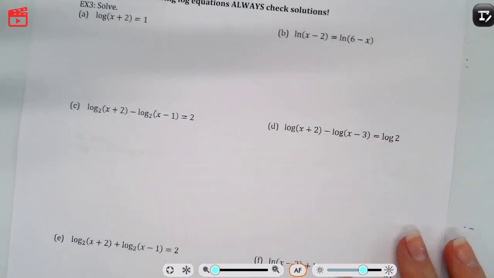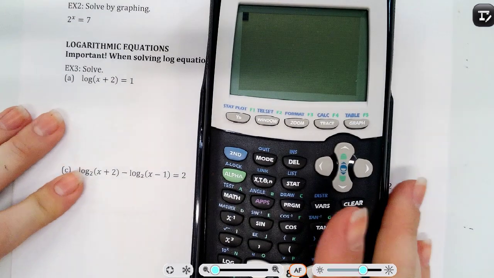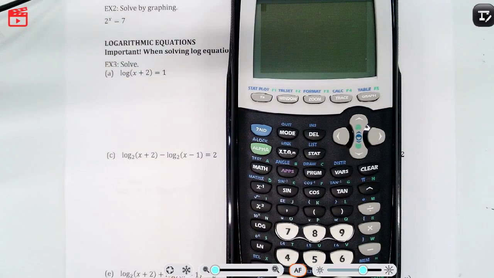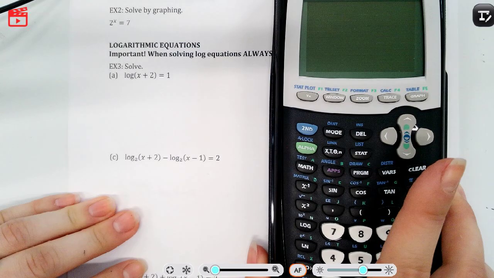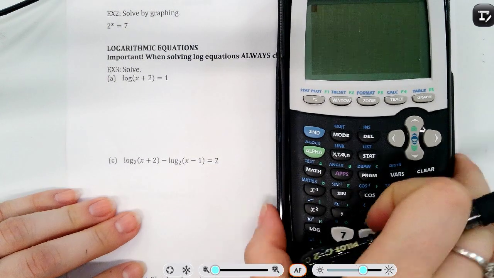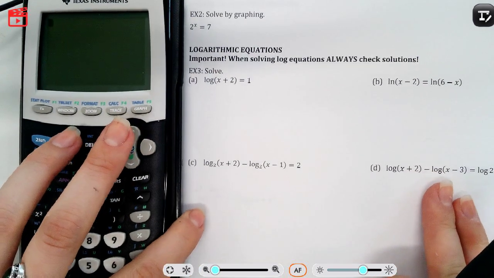All right, let's see. Example 2, solve by graphing. Okay, so we're going to pull out our calculator. Solving by graphing. Let me adjust my camera again. All right. So for solving by graphing, first what I want to do is I want to estimate kind of where 2 to the x is. So, actually let me move my calculator over to here. So 2 to the x equals 7.